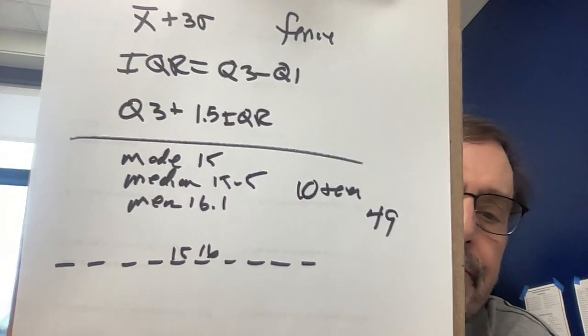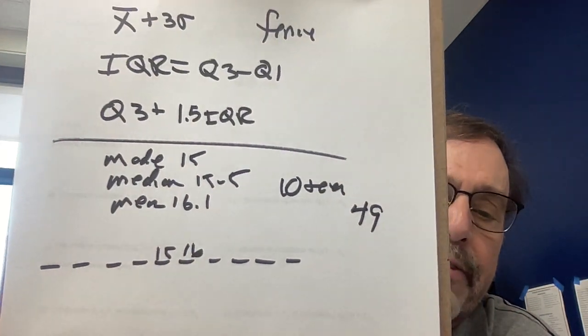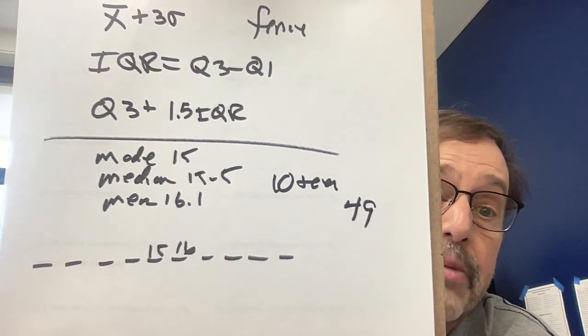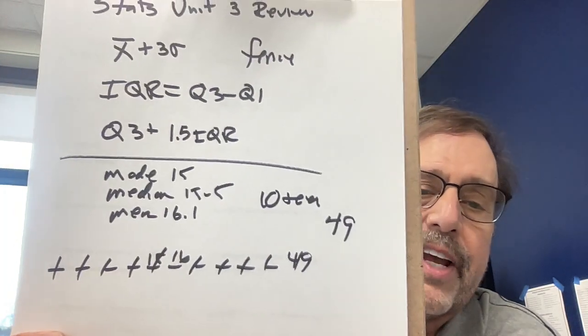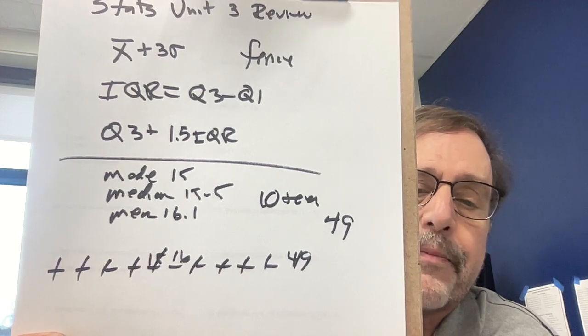What are the new mean, median, and mode? The mode doesn't change. The mode's still 15. There were no 49-year-olds. The median: if it was a median of 15.5, there would have been a 15 and 16 in the middle. Now Jason, the 49-year-old, joins the end, stands on the end. And you cross out one on each end, and the new median is 16.